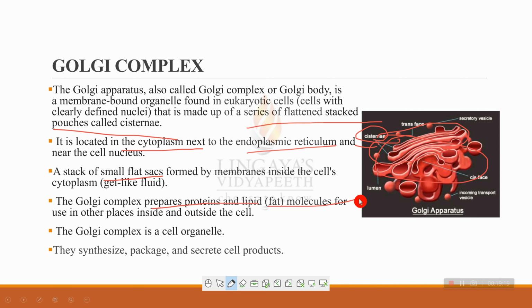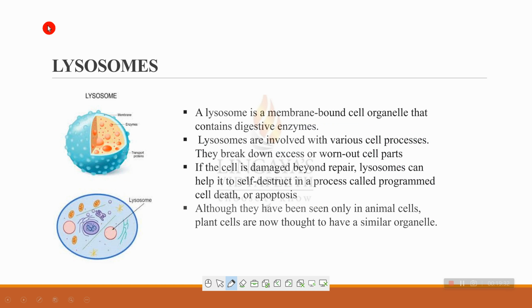It prepares proteins and lipid molecules for use in cell activity. It is a cell organelle. It synthesizes, packages and secretes cell products.